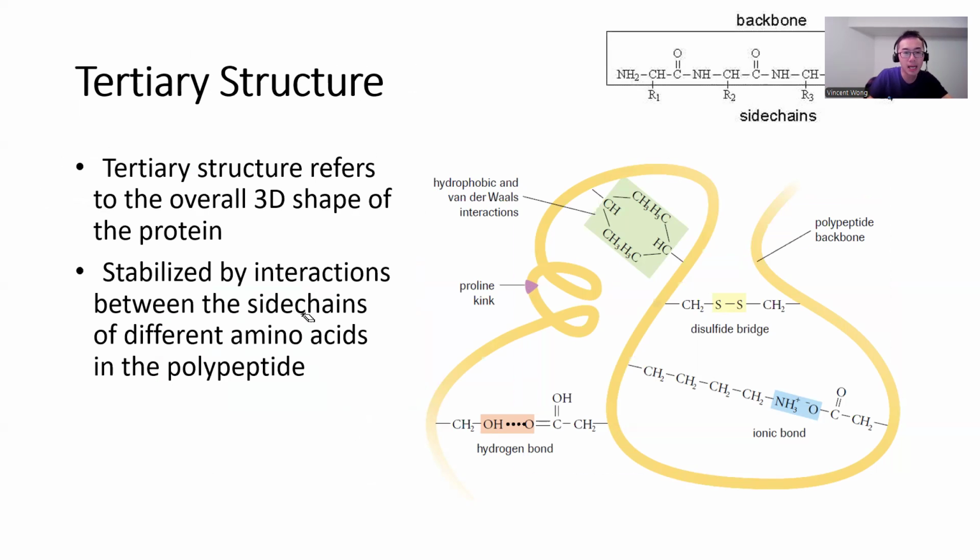These are stabilized by interactions between the side chains. Remember, each of the amino acids has a unique side chain, and different side chains, when they come close to each other, can interact in different ways. Some of them can form a bridge, some of them can form an ionic bond, and so on and so forth. You do not have to memorize these interactions, but know that they are what supports the 3D structure.